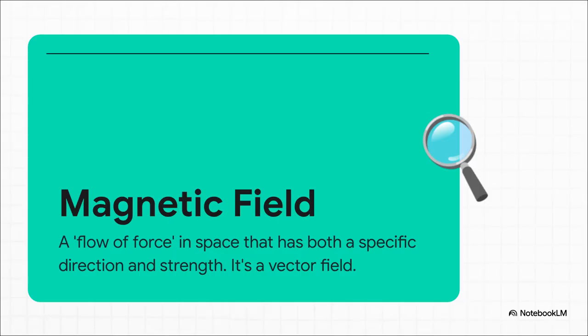Now, unlike the simple height of electric potential, a magnetic field is what physicists call a vector field. That sounds complicated, but all it really means is that at every single point in space, the field has both a strength and a specific direction, just like the current in a river. It's literally a flow of force.